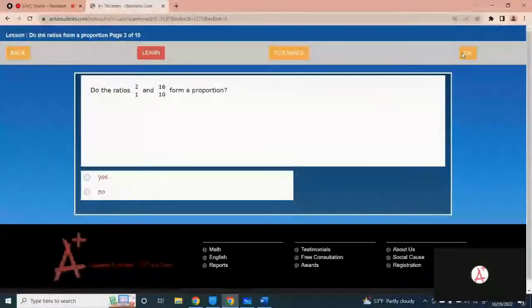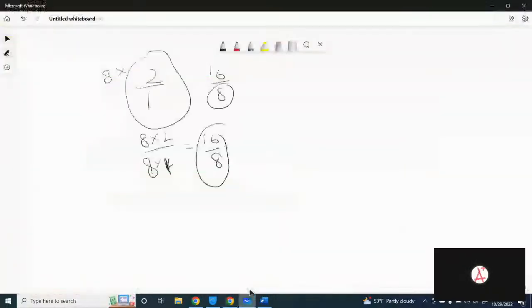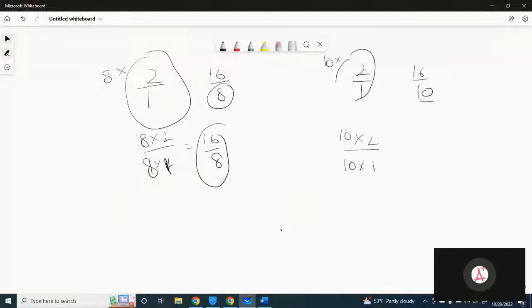Okay, do the ratios 2 by 1 and 16 over 10 form a proportion? Use 10 as a common denominator and make this denominator equal to 10. Got it? 1 times what number is 10? 1 times 10 is 10. So multiply this fraction by 10: 10 times 2 over 10 times 1. 10 times 2 is 20 and 10 times 1 is 10.